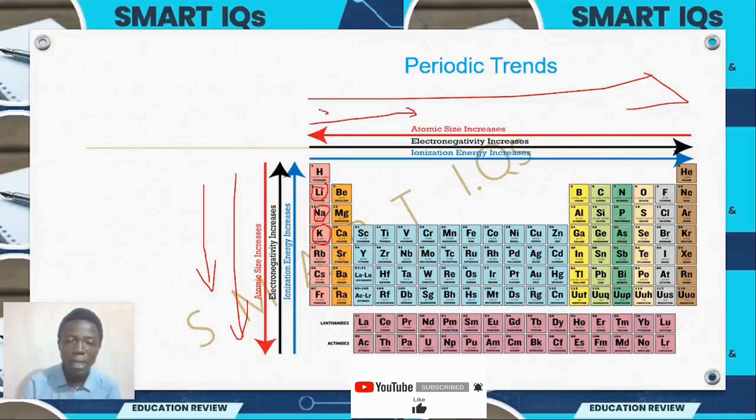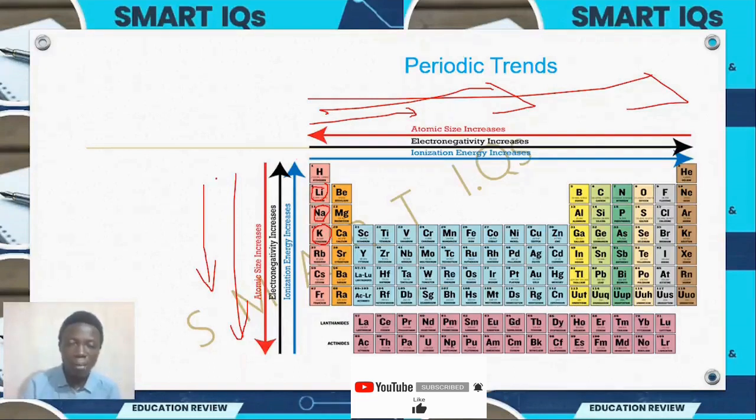Electronegativity will increase across the period. So as we move from the left-hand side of this periodic table to the right-hand side, electronegativity increases, because we are moving from metal to non-metal, and non-metals always accept electrons. Electronegativity and electron affinity are important characteristics, especially for non-metals. So electronegativity and electron affinity will always increase across the period. That means as we move from left to right, they increase.